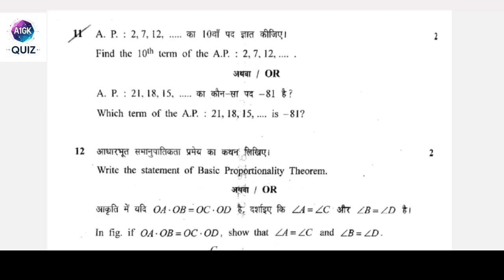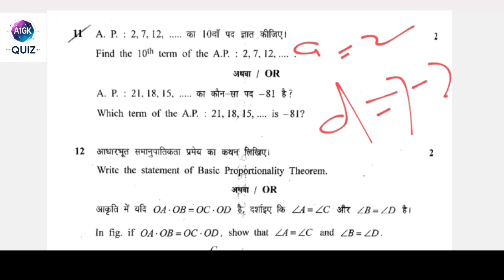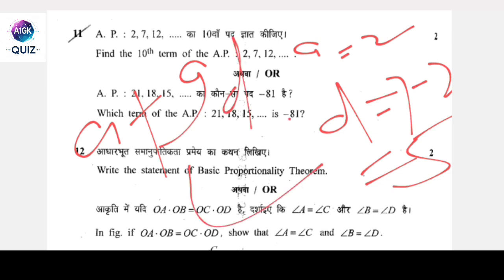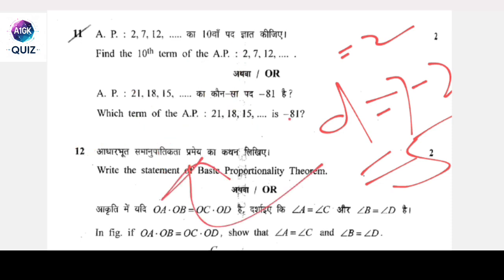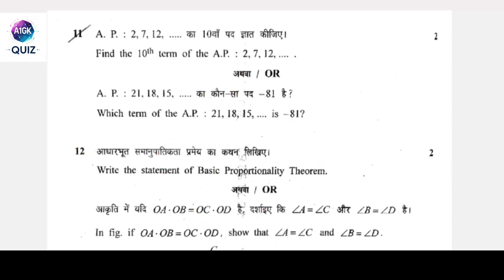Find the 10th term of AP. Here the first term is 2 and common difference is 7 minus 2, that is 5. And the formula of 10th term is a plus 9d. On putting the values of the given one, we can get the answer of the following question.